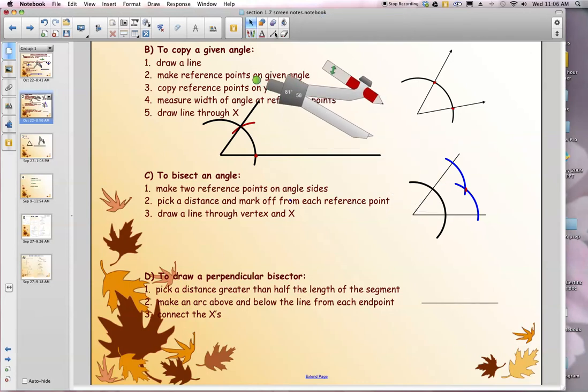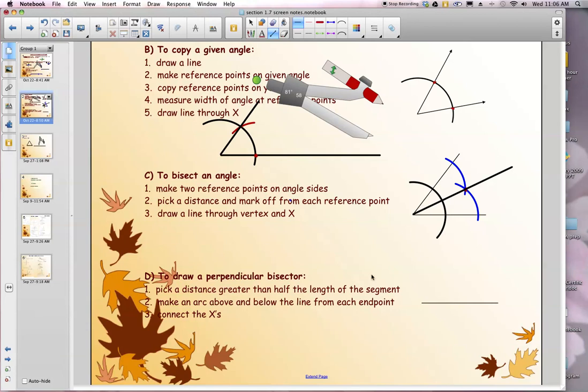So now we take our straight edge, and if we draw a line, our line will go right through that intersection where the X marks the spot there, and that line is our angle bisector. This angle would be exactly the same measure as this angle.